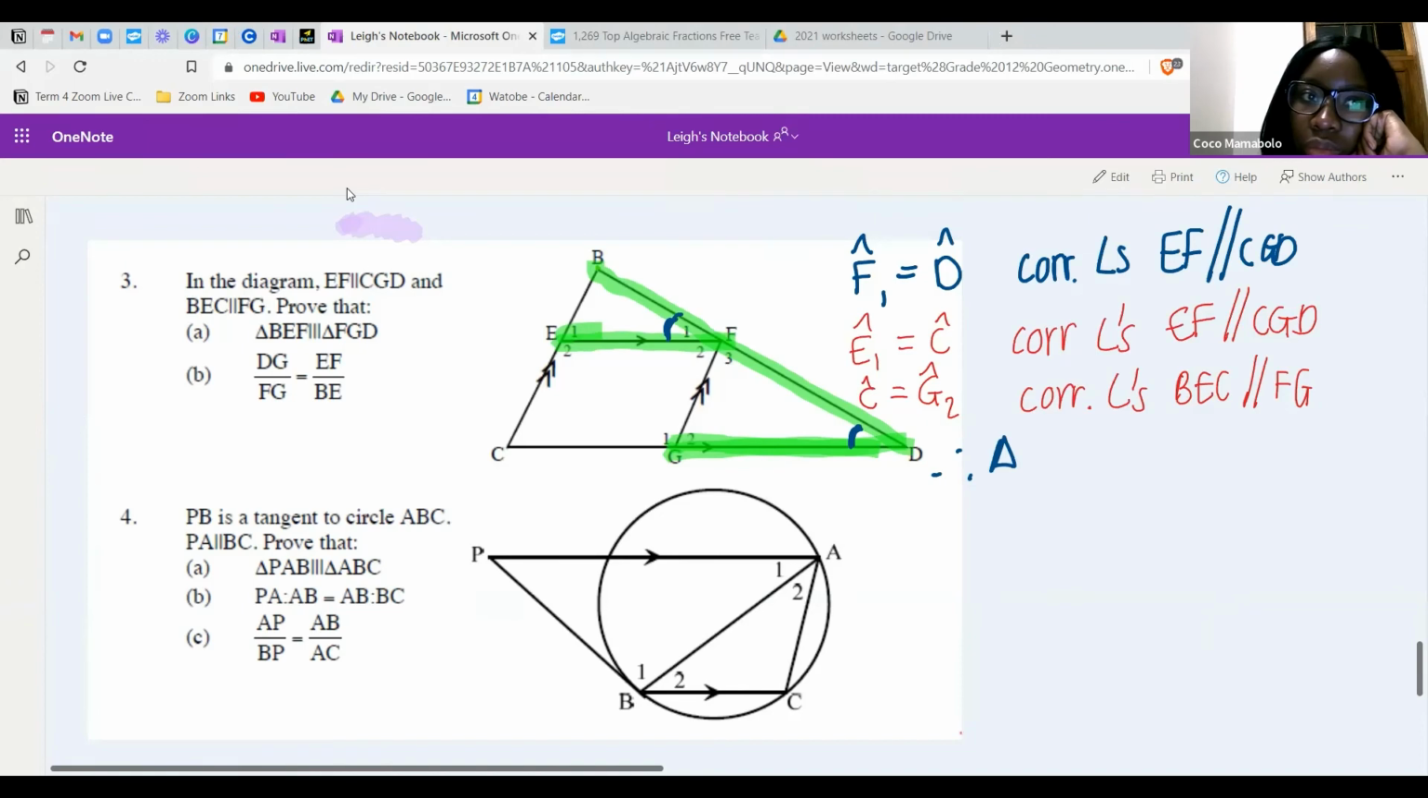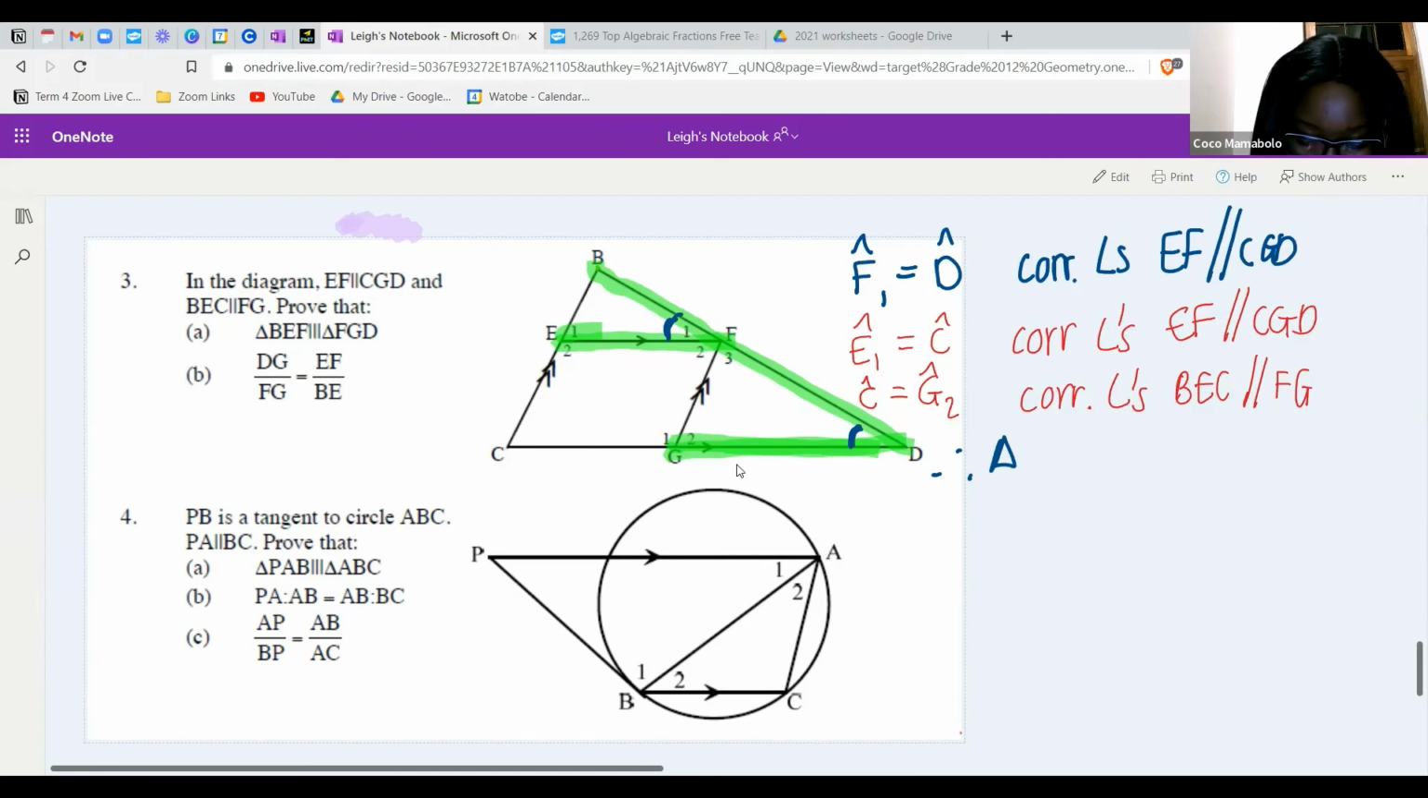So we've got BE over FG equals EF over GD equals BF over FD. Okay, now they want DG. So if you've got a highlighter with you, highlight the letters GD. Now highlight the letters FG. Highlight the letters EF and highlight the letters BE. You should see that you've got BE over FG equals EF over GD.